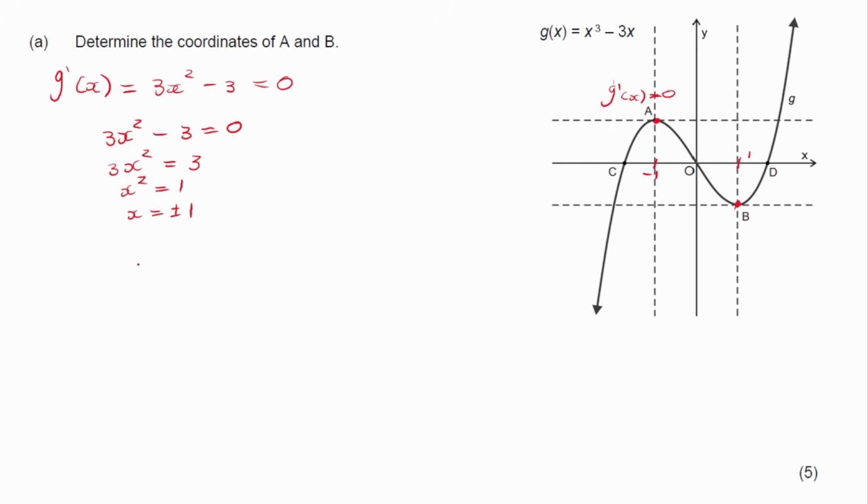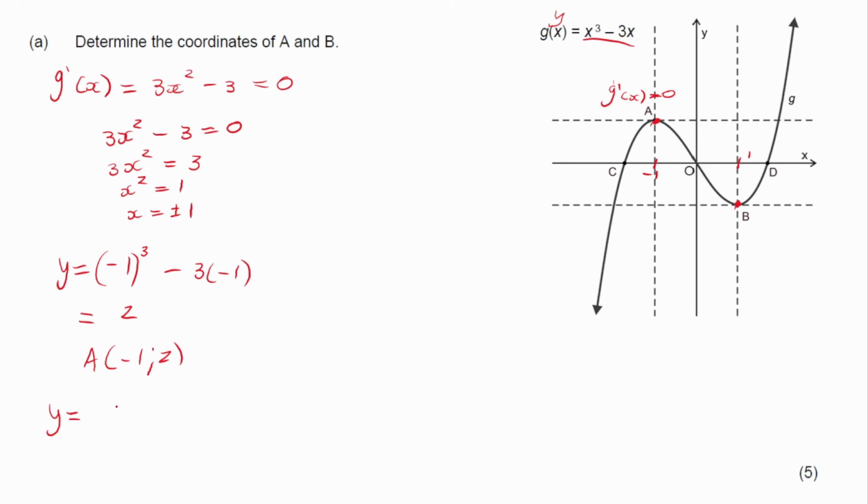Good. But they ask for the coordinates of A and B. So we know that the x coordinate over here is minus 1. So what we can do is we just substitute this minus 1 into g to find the y value. Because remember, this is just y. So y is equal to negative 1 cubed minus 3 times negative 1. If I evaluate that, I'm going to be getting 2. So I know the coordinates of A is minus 1, 2.